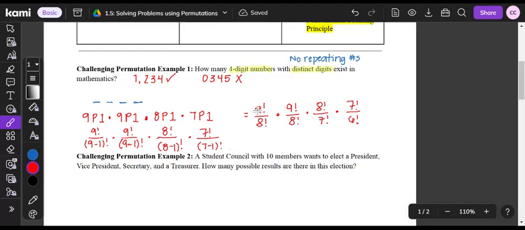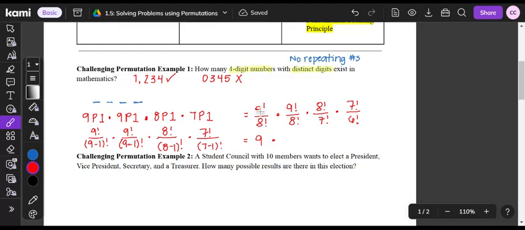Now think about this. 9 factorial, that's 9 times 8 times 7 times 6 times 5, all the way down to 1. 8 factorial is the same thing, but we just started at 8 instead of 9. So it's 8 times 7 times 6. So they both have 8, 7, 6, 5, 4, 3, 2, and 1 in common. So they just cancel. So what that tells me is 9 factorial divided by 8 factorial must just be 9.